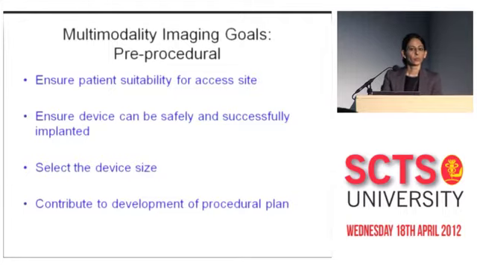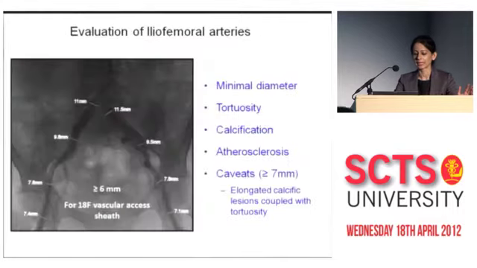So, when looking at multimodality imaging goals from a pre-procedural perspective, there are some key aspects we're looking at and key aims we have. The first one is, of course, ensuring patient suitability for access site. Secondly, that we can deploy the device safely and successfully, that we're selecting the right device size. And this whole pre-procedural assessment really seeks to contribute to that overall procedural plan.